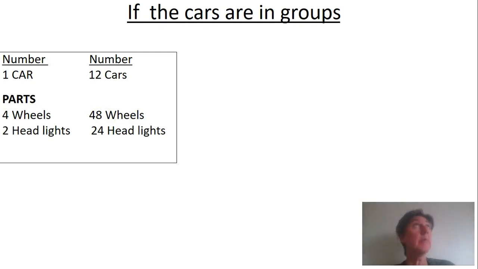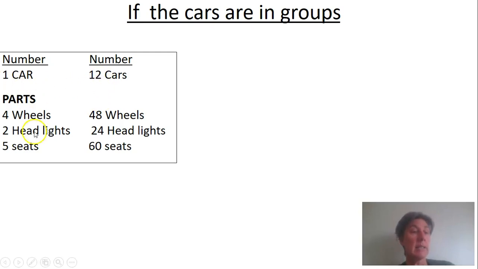So the same relationship between headlights, a 1 to 2. So this is twice the amount. So you just multiply. You've got 12 cars. Each car has 2 headlights, so it's 12 lots of 2.